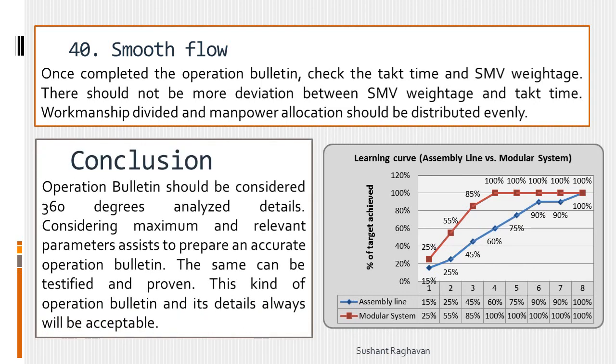Conclusion. Operation bulletin should be considered with 360 degrees analyzed details. Considering maximum and relevant parameters assists in preparing an accurate operation bulletin. The same can be testified and proven. This kind of operation bulletin and its details will always be acceptable.